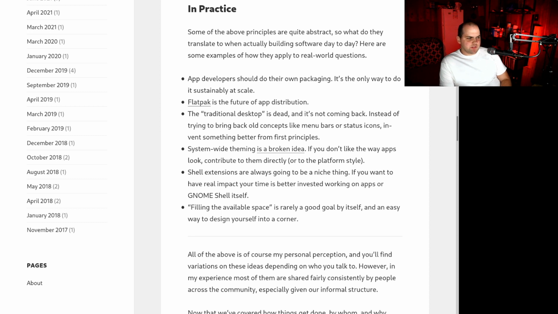It's not that system-wide theming is a terrible idea. It's just an idea that you don't agree with. That's really what it is. Shell extensions are always going to be a niche thing. If you want to have a real impact, your time is better invested working on apps or GNOME Shell itself.